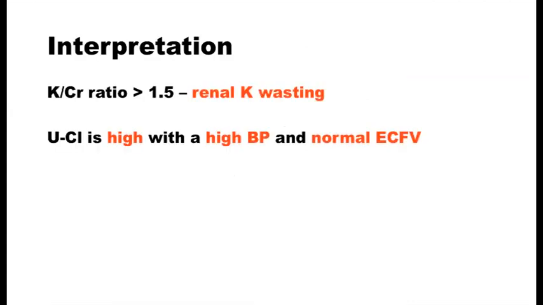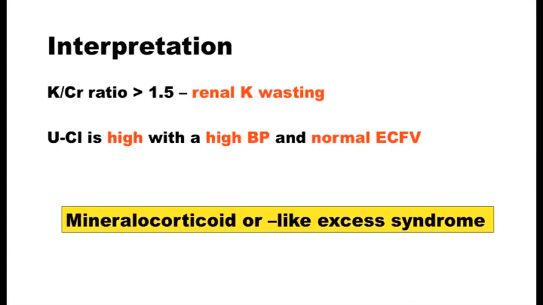Because the potassium to creatinine ratio was more than 1.5, it was in keeping with renal potassium wasting. So we were concerned of something causing potassium wasting. And the urine chloride was high and her blood pressure was high, and she had a normal ECF compartment. So this makes things like diuretics, vomiting, nasogastric tube suctioning very unlikely. And we need to look at the mineralocorticoid excess syndromes or like excess syndromes.